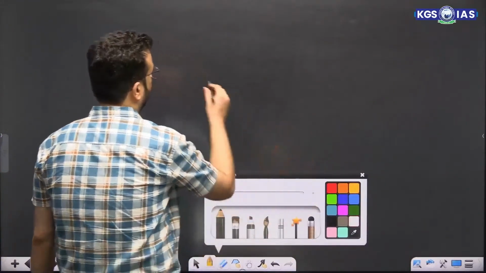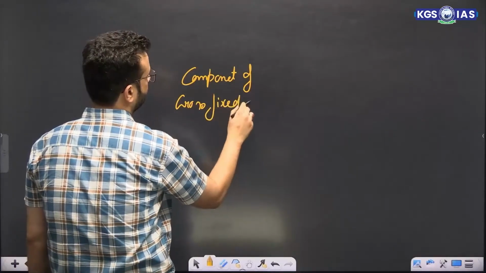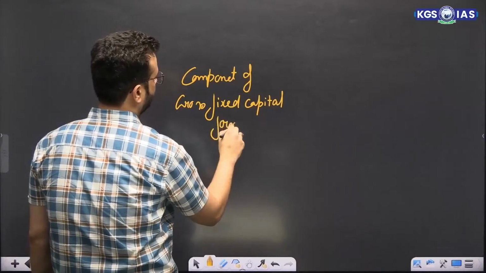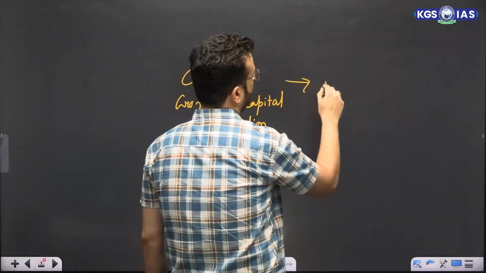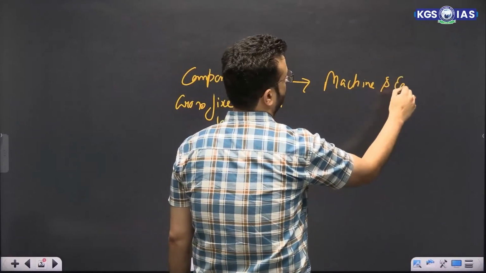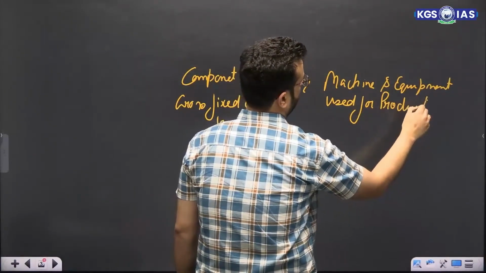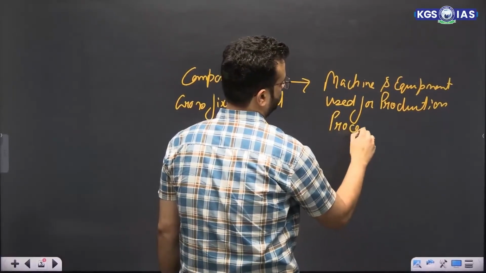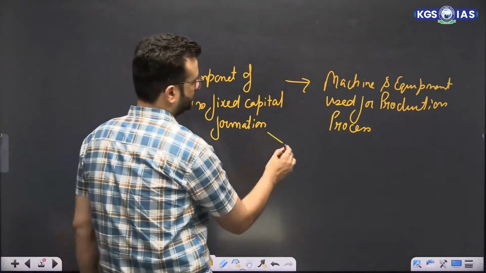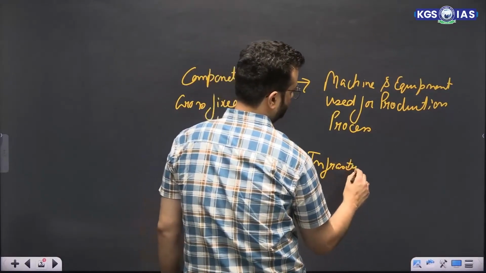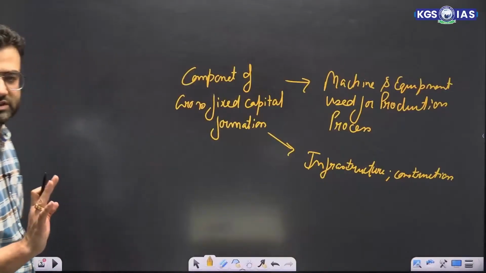Now, what are the major components of gross fixed capital formation? That means what all is included in this fixed capital formation. First, machine and equipment used for the production process. मतलब जितने भी मशीन एंड इक्विपमेंट्स हैं जो आप प्रोडक्शन प्रोसेस के लिए यूज करते हैं, it is included in that. Infrastructure construction. कोई भी आप इंफ्रास्ट्रक्चर का कंस्ट्रक्शन कर रहे हैं, that is part of fixed capital formation.